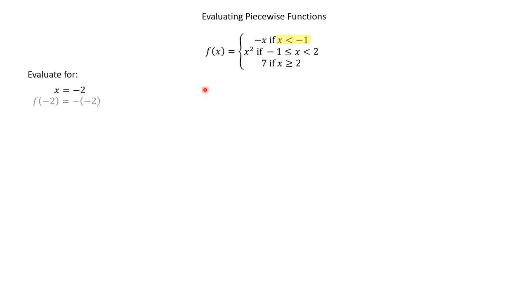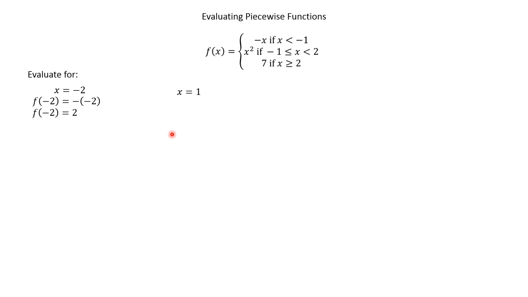We get f of negative 2 equals negative negative 2, which is just positive 2. So, f of negative 2 equals 2. We don't plug it into the others. It doesn't equal 7. It doesn't equal 4. It's just 2. All right, let's plug in another one.